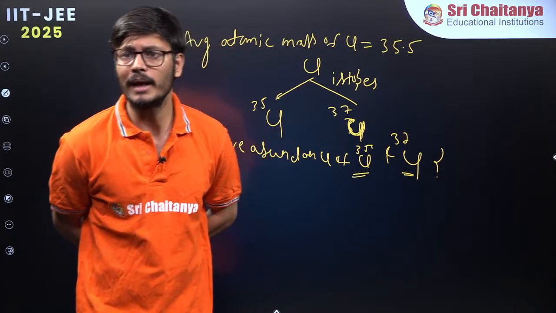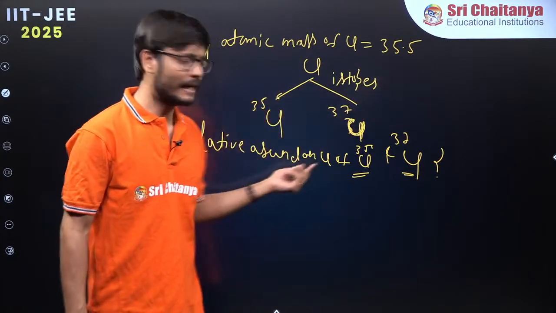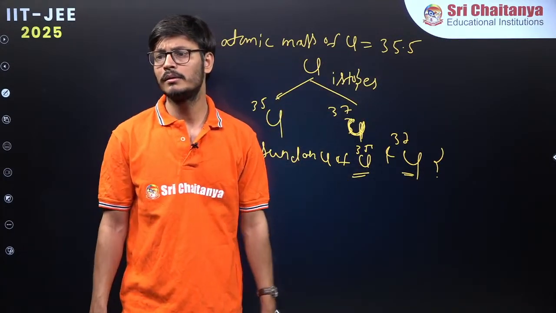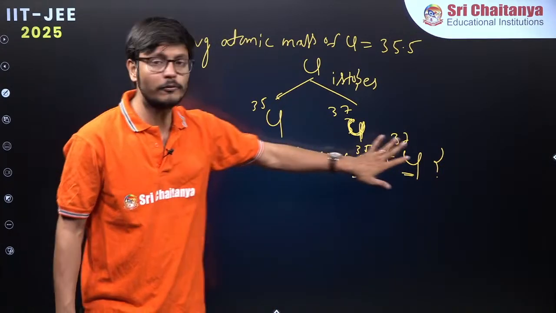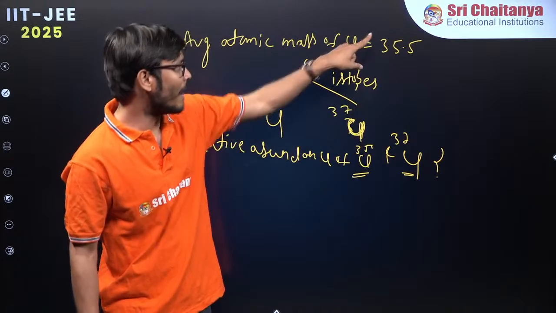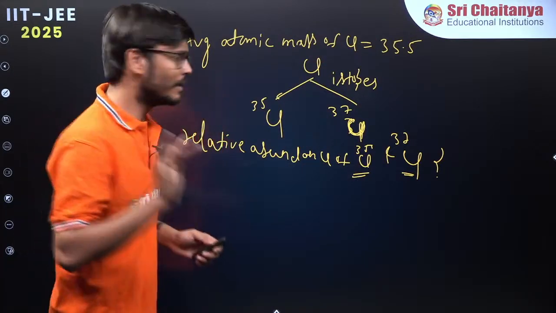Can you solve this for me, guys? The average mass of chlorine is given, the masses are given, and the relative abundance we have to find. So how do we do it? Let us start like this.